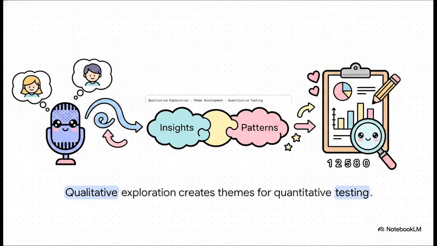And then we have the exploratory sequential process, which completely flips the script. Here, qualitative exploration actually creates the themes for your quantitative testing. You start by diving into the narrative.